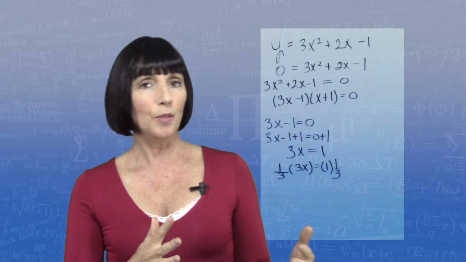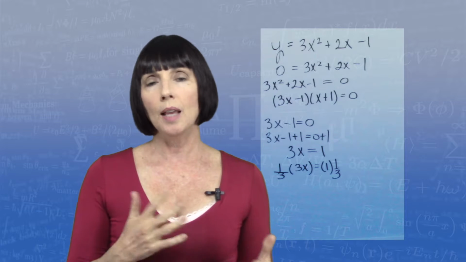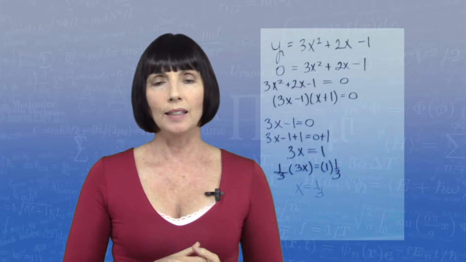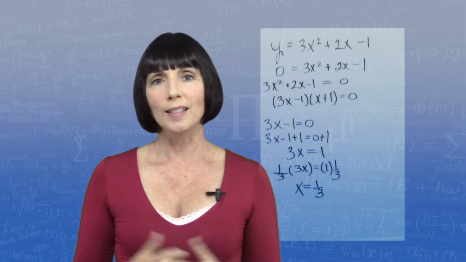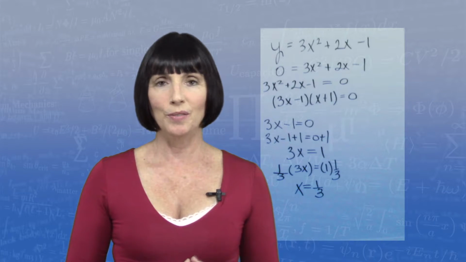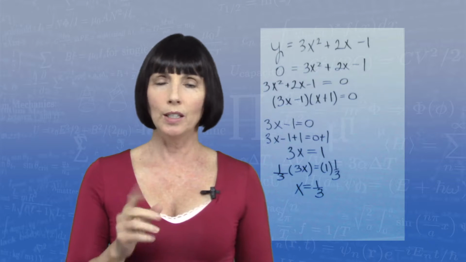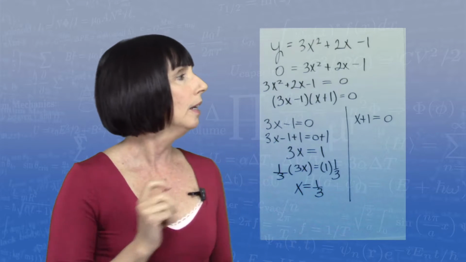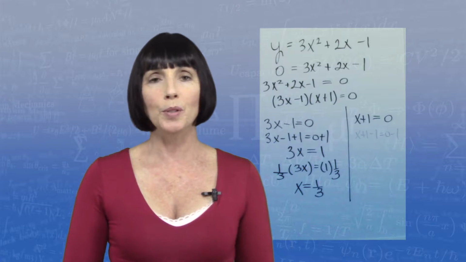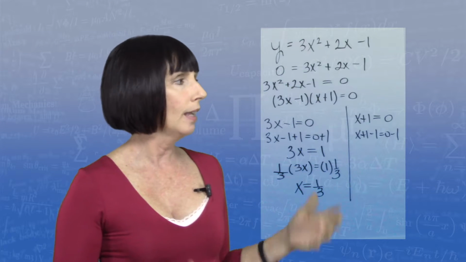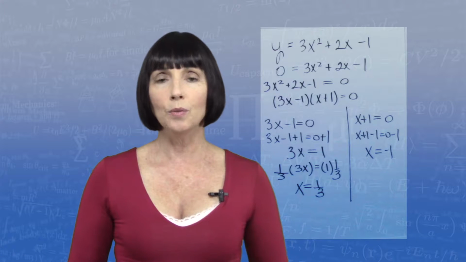All right, simplifying on the left. 1/3 times 3 just gives me 1. That leaves me with 1x, or x, is equal to 1 times 1/3, which is 1/3. So I've got x equals 1/3. Okay, good. Let's do the other factor. x plus 1 equals 0. I'm just going to subtract 1 from both sides, and simplifying, I end up with x equals -1.